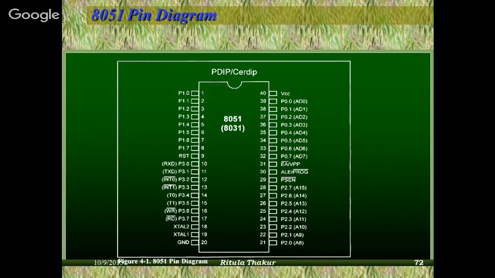If you make your whole circuit, and your whole program is working fine and everything, but if you leave your pin number 31 unconnected, your microcontroller will not work. Clear?